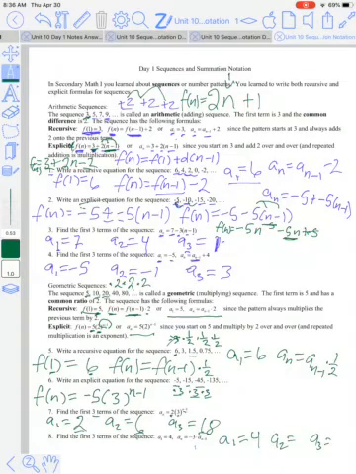Well, it says that I need to take negative 3 times a sub n minus 1. So, in other words, I need to take negative 3 times 4. That's negative 12. Then take negative 3 times negative 12. That's 36. Notice in this pattern, the numbers will alternate from positive to negative, positive to negative. Okay?